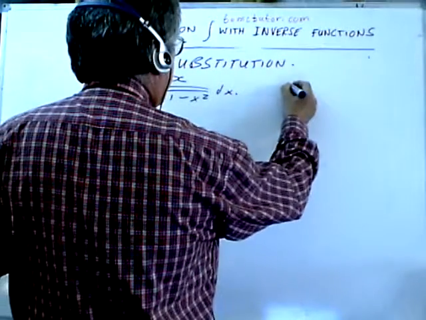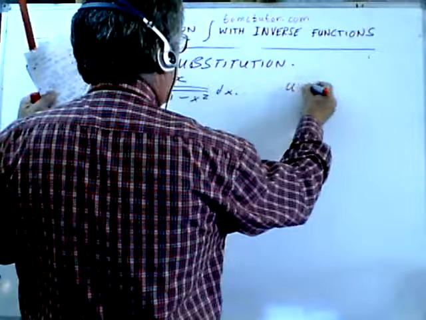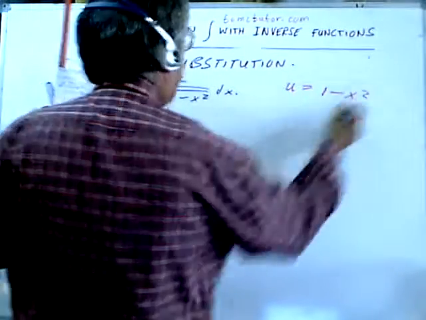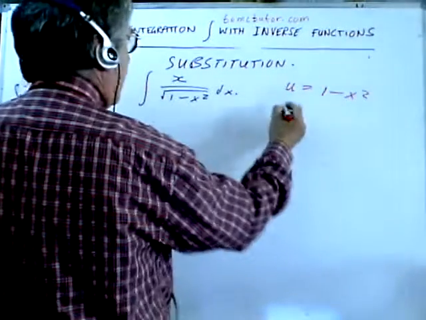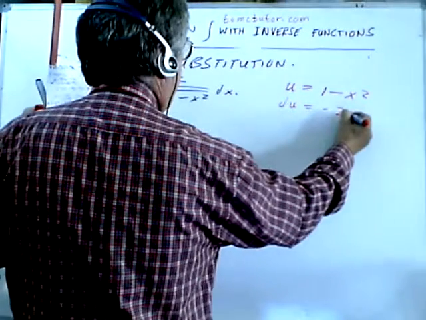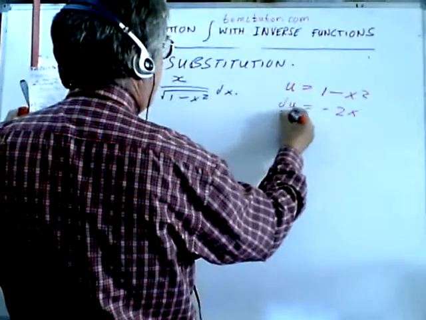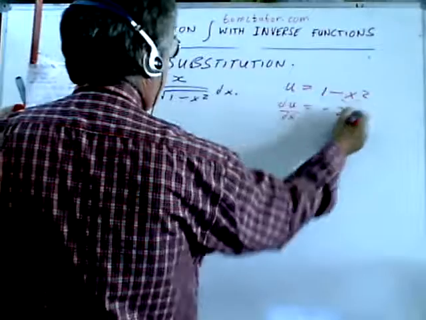If we substitute, I'll change the colour just to emphasise the substitution. So if I put u as 1 minus x squared, if I use that variable rather than x, I can see that du is minus 2. I differentiate that, I get minus 2x over dx. So that's the differential of that down there.